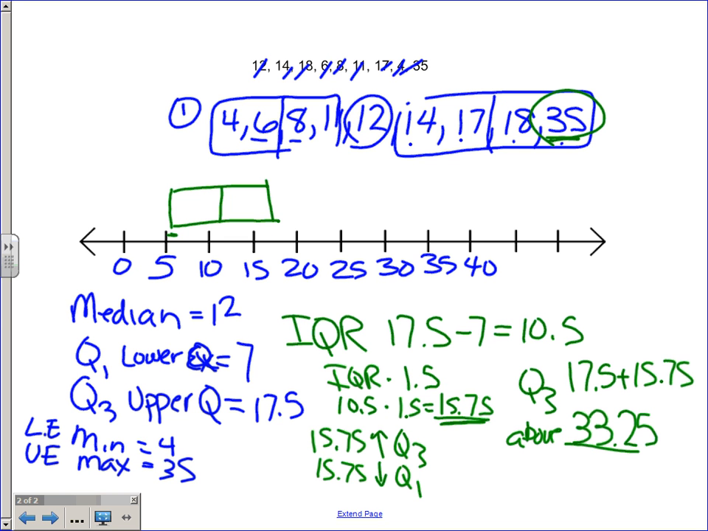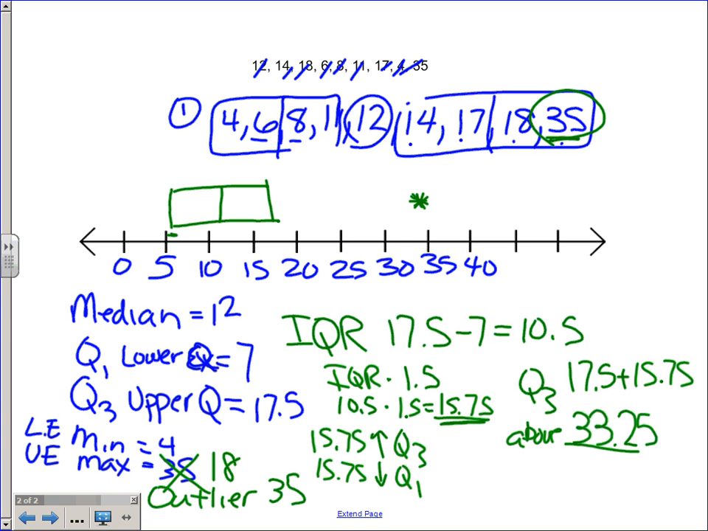So the way we're going to handle that when we complete our box and whisker is my upper extreme is now going to become the next highest data point, which is 18. And my outlier is going to be 35. So the way I'll graph that is I just put an asterisk or a little star where my outlier is.